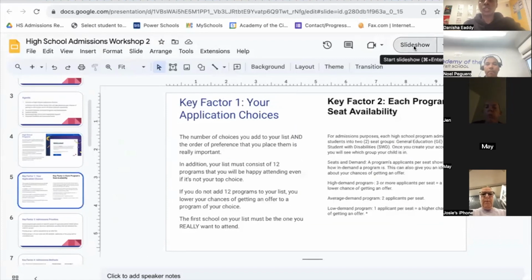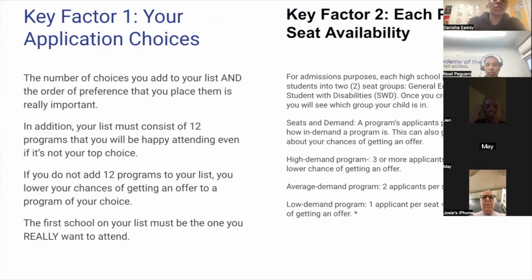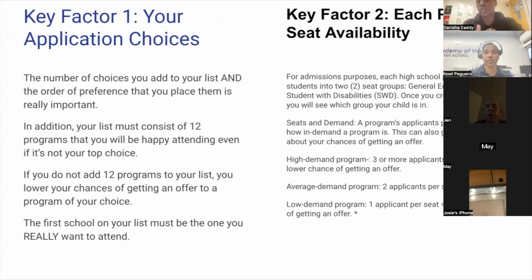Okay, so I just want to have a refresher on the 4 key factors as you begin to search for the programs you're interested in applying to. So please remember the 4 key factors. Number one consists of your application choices. It's super important to place your high school list in the order of preferences, meaning the number 1 school that you absolutely want to go to should be listed as number 1. Followed by, if you do not get into that school, the second choice program you want to go to, and so on.